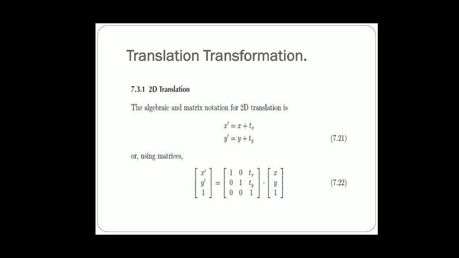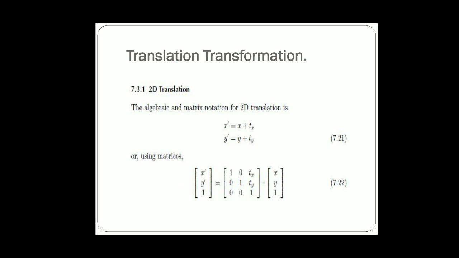So in translation transformation, the relationship here is 1 to 1. The 1 to 1 relationship between the number and the shape is provided by the Cartesian coordinate, and the relationship is given in such a way that x' is equal to x plus tx, y' is equal to y plus ty, the algebraic and matrix notation for 2D translation.